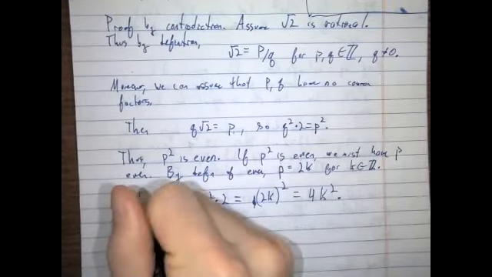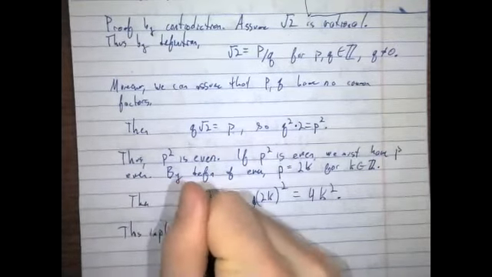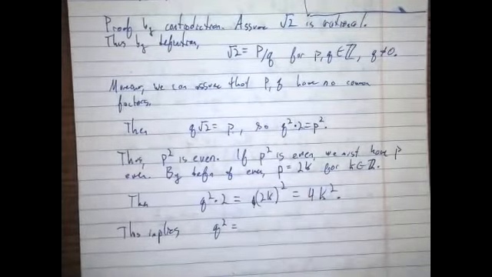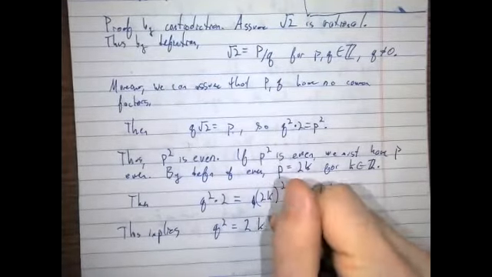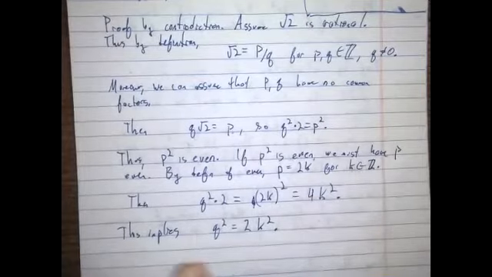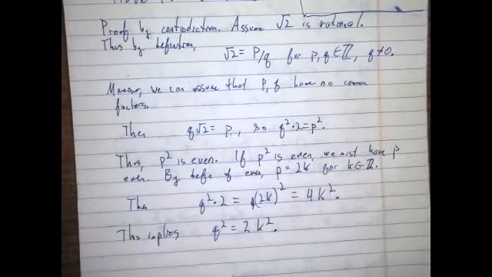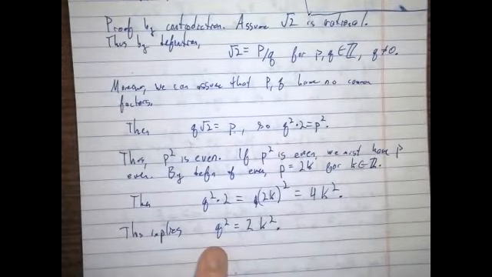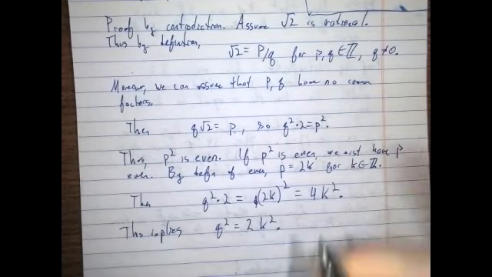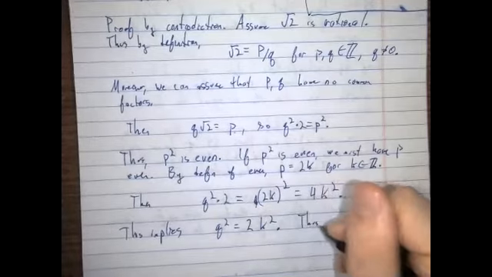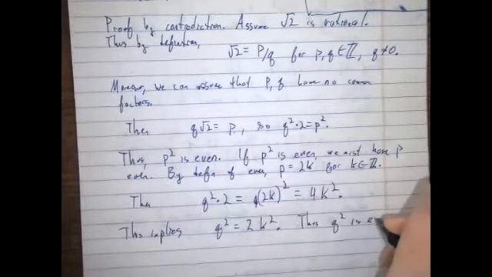But this implies, if I divide by 2 on both sides, that q squared is equal to 2k squared, right? I've just divided both sides by 2. What can I now conclude about q squared? Yeah, exactly. Mahita, you're even further ahead. This implies that, so thus, q squared is even.